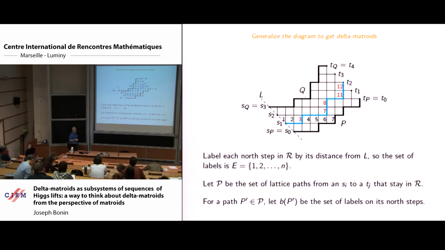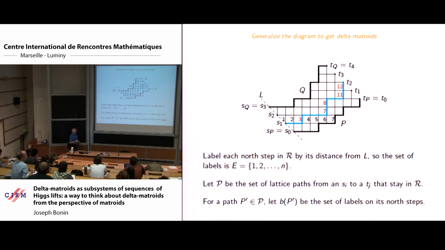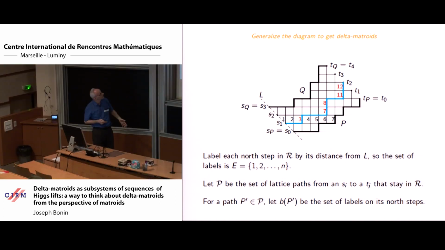And again, what we're going to do is look at the positions of the north steps in these paths. Now notice, these paths are not recorded by their north steps, because if I take that and just shift it up a little bit, I'm going to get the same sequence of north steps, but I'm going to get another path in the region. Okay? So it's not the bijection that we actually had before. Again, we're going to look at the set of these sets of north positions from north steps.